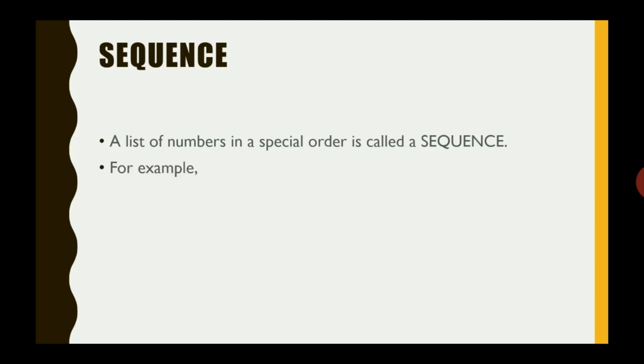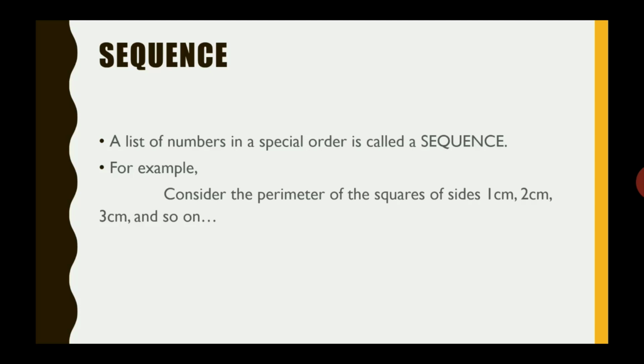Now let us look at an example. Consider the perimeter of the squares of sides 1 centimeter, 2 centimeter, 3 centimeter, and so on. So we have to find the perimeter of the squares which have sides of 1 centimeter, 2 centimeter, and 3 centimeters, and so on. So what will be the perimeter of the square of side 1 centimeter? Yes, it will be 1 into 4, that is 4.